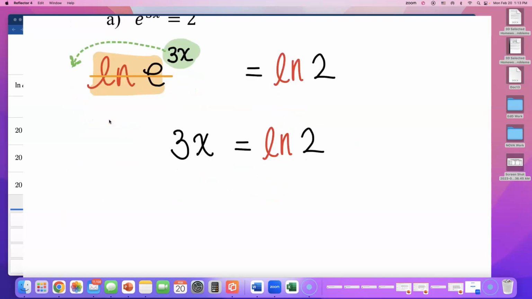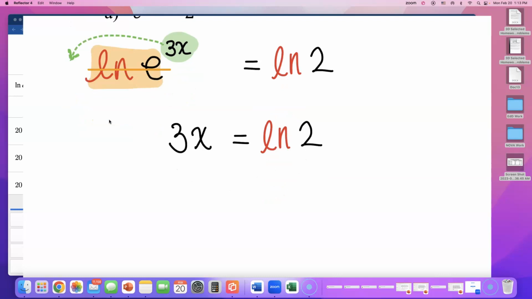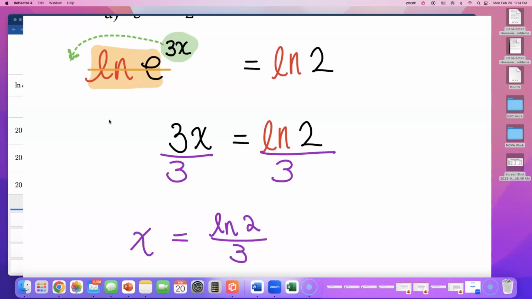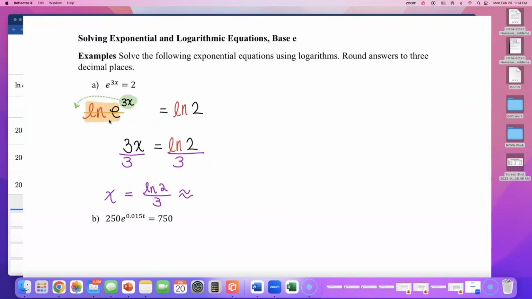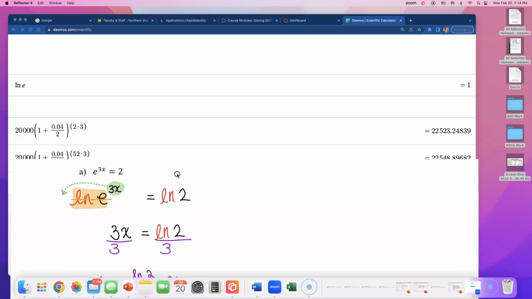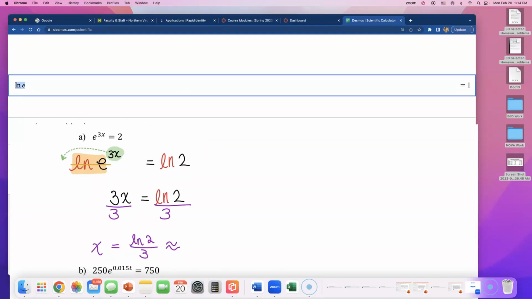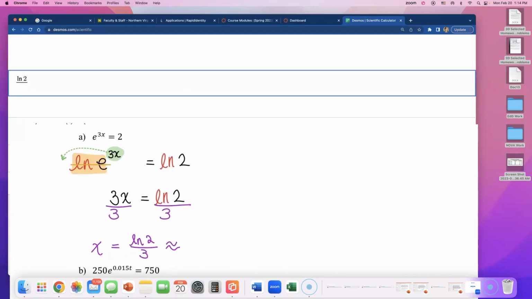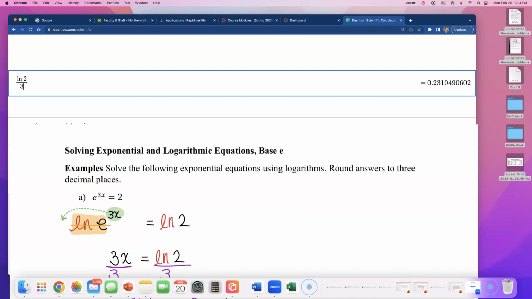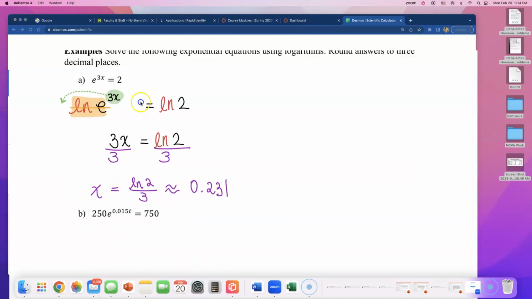What do you do? You divide both sides by 3, and that's it for that. Divide by 3, divide by 3. So x is natural log of 2 divided by 3. That's going to be the exact answer. But if you want to find the decimal answer, you will need a scientific calculator for this section. So you'll do ln 2 divided by 3. The decimal answer is 0.231.